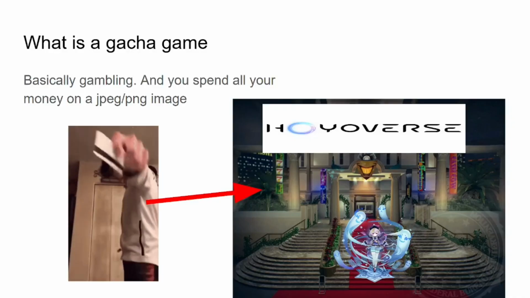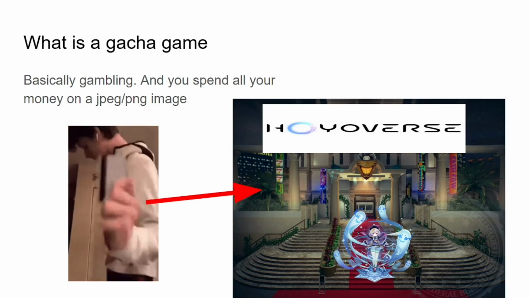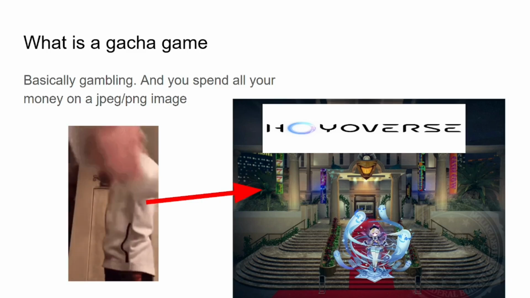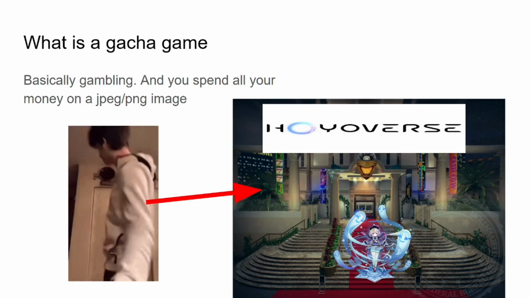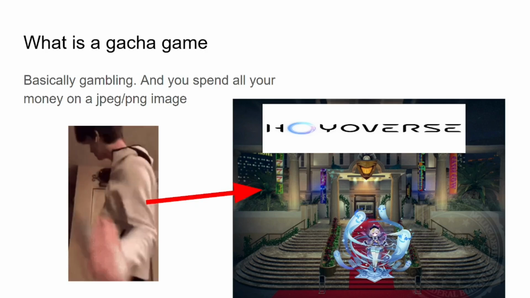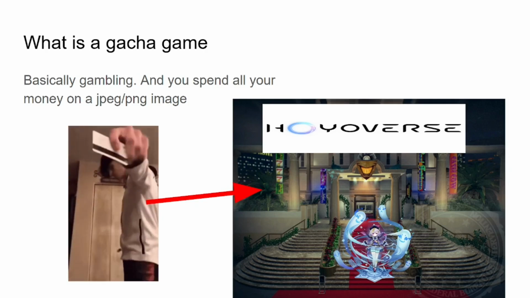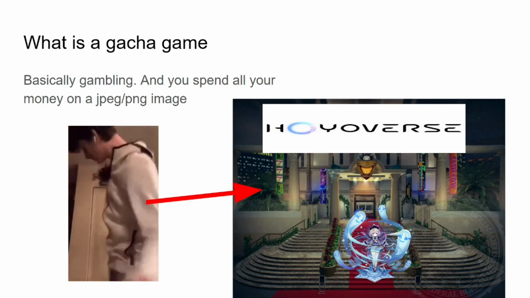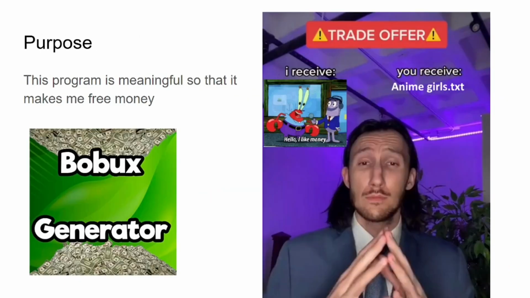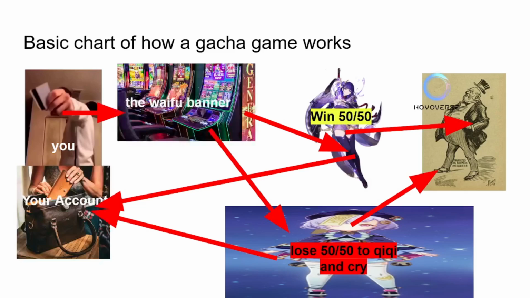Let's start off simple. Let's ask ourselves what a gacha game is. In simple terms, a gacha game is how the gambling addiction starts, where you spend over 2,000 dollars on PNG images. I am making this program so I can make unlimited money. Here is a basic shot on how a gacha game works.